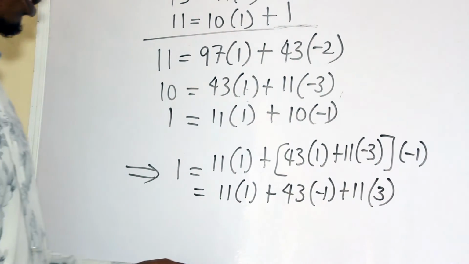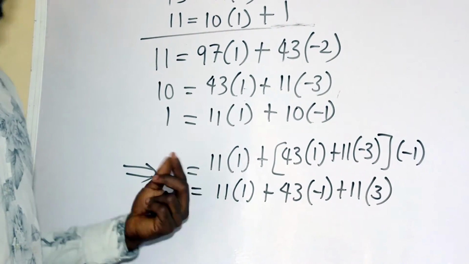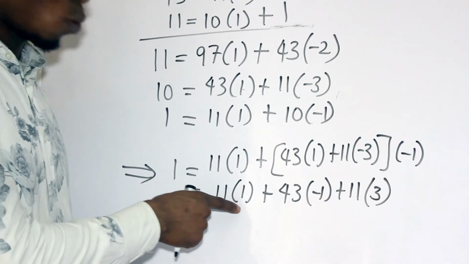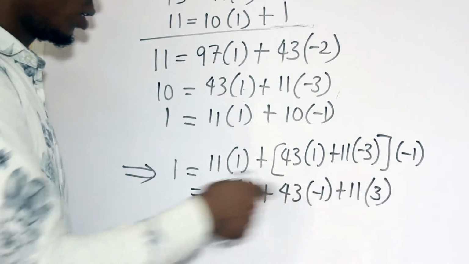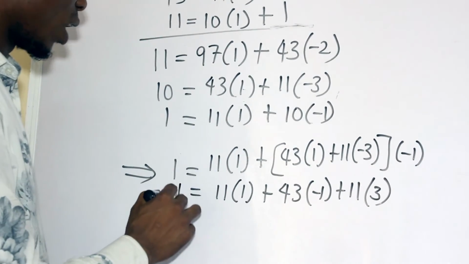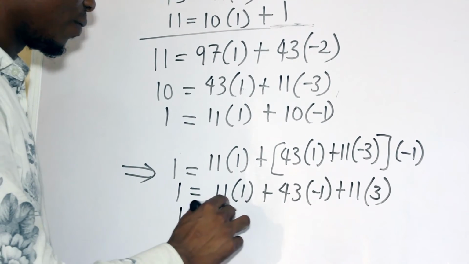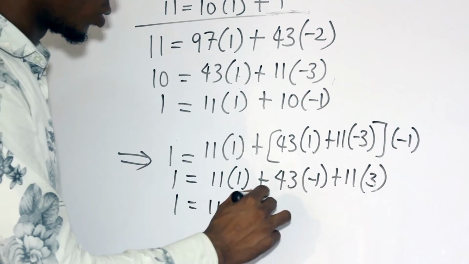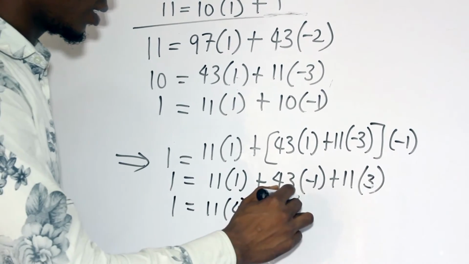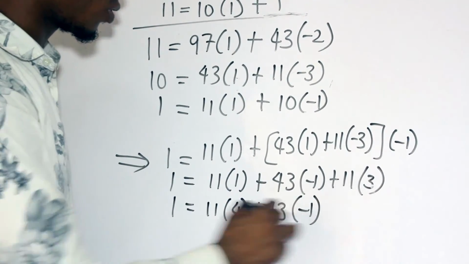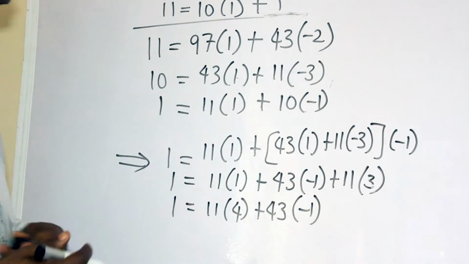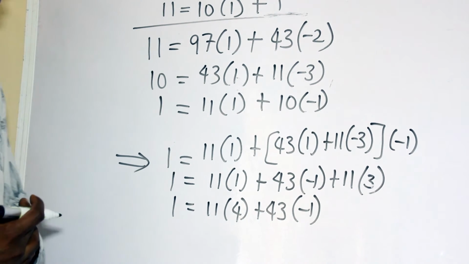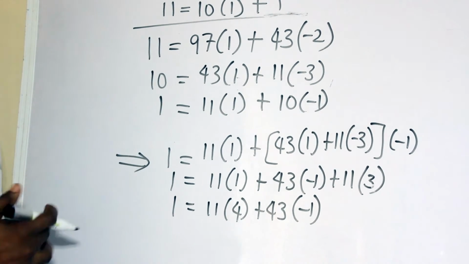Now looking at this equation, we have common terms, 11 1 and 11 3. So this will add up. So we're going to have 11 1 plus 3, that gives us 4, plus 43 open bracket minus 1. So we're almost done with our work. We're soon going to get our answer very soon.